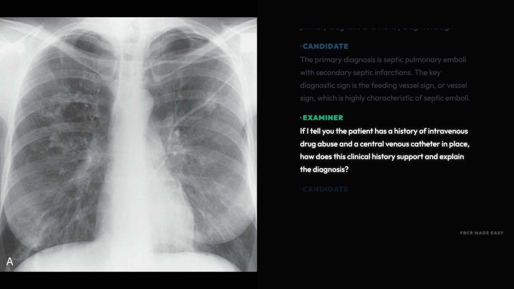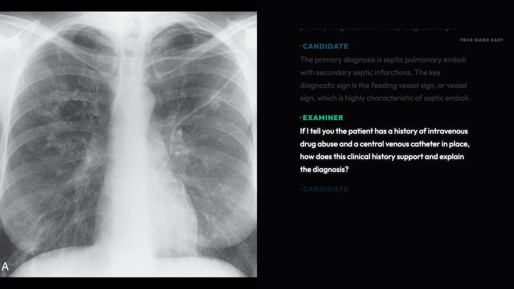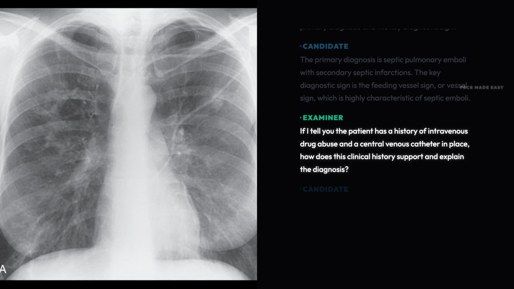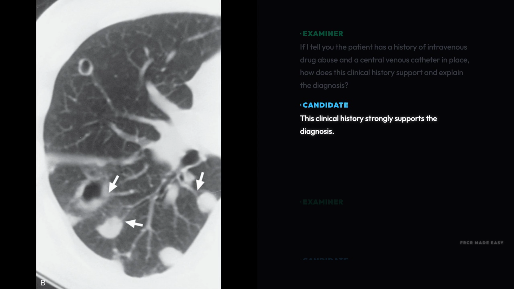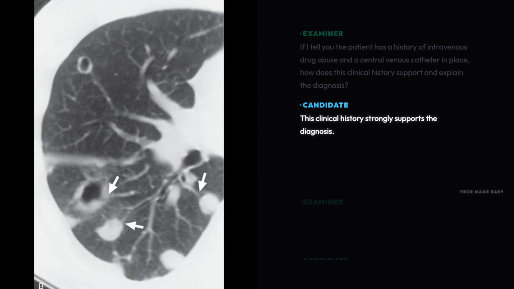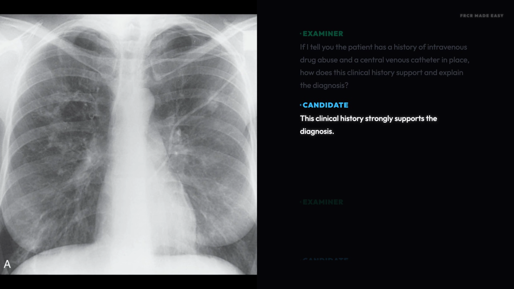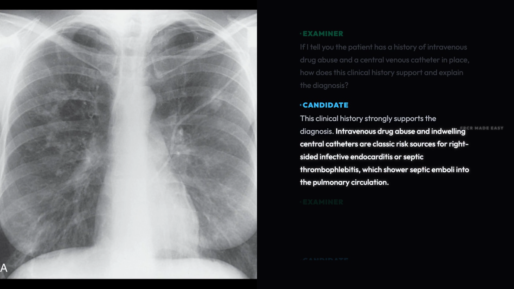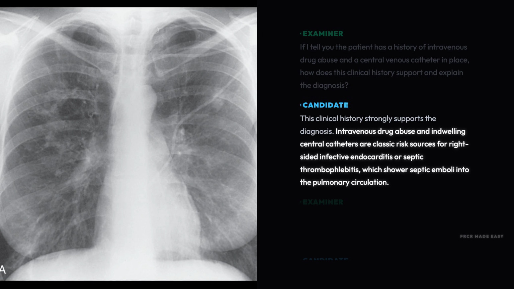If I tell you the patient has a history of intravenous drug abuse and a central venous catheter in place, how does this clinical history support and explain the diagnosis? This clinical history strongly supports the diagnosis. Intravenous drug abuse and indwelling central catheters are classic risk sources for right-sided infective endocarditis or septic thrombophlebitis, which shower septic emboli into the pulmonary circulation.